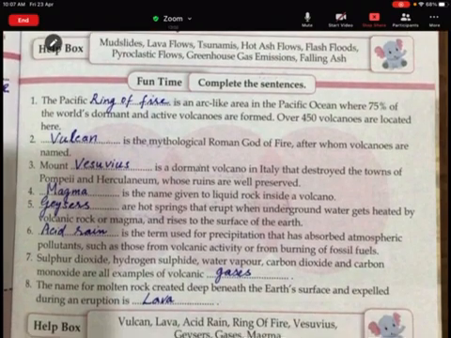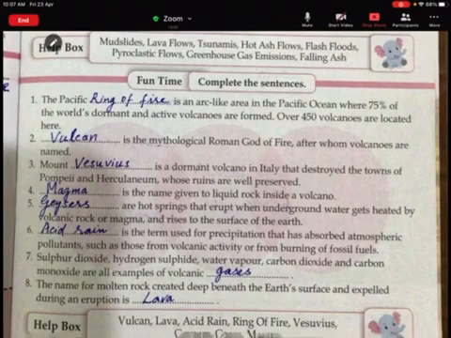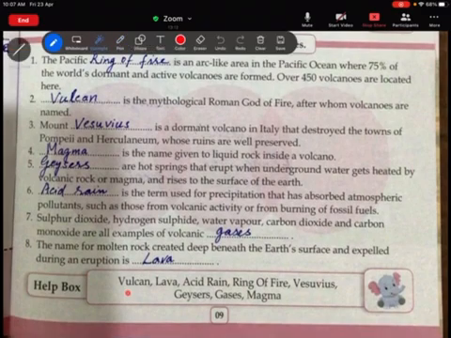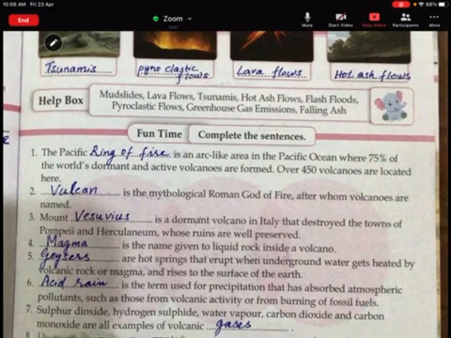Complete the sentences. Here the help box is given: volcano, lava, acid rain, ring of fire, Vesuvius, geysers. Geyser, to make the water hot. Gases, magma, that's very high temperature molten rock, that is magma. Yes, let's see this.